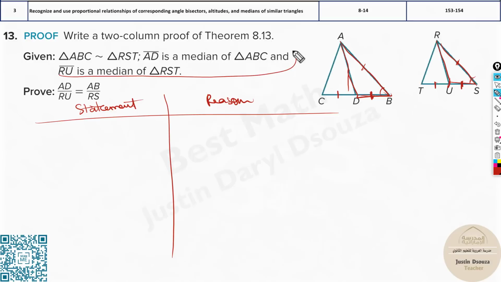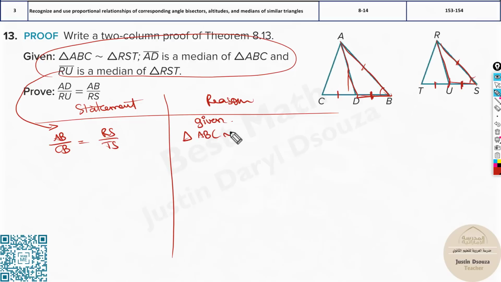First one, you have to write this entire thing. Please don't forget that. You have to write this, the first thing, that will be the given reason. After that, now I'll directly write the statement we need. We know the two triangles are similar, right? So I'll write a statement that AB divided by CB is equal to RS divided by TS. Why? Because triangle ABC is similar to triangle RST. So all the sides are proportional to each other.